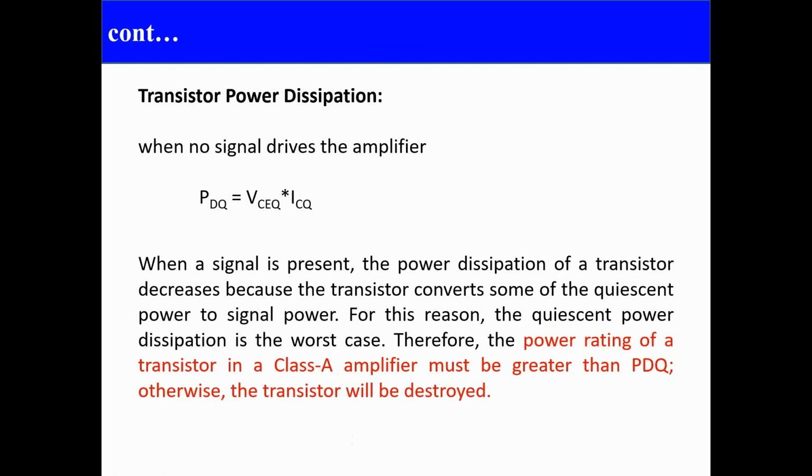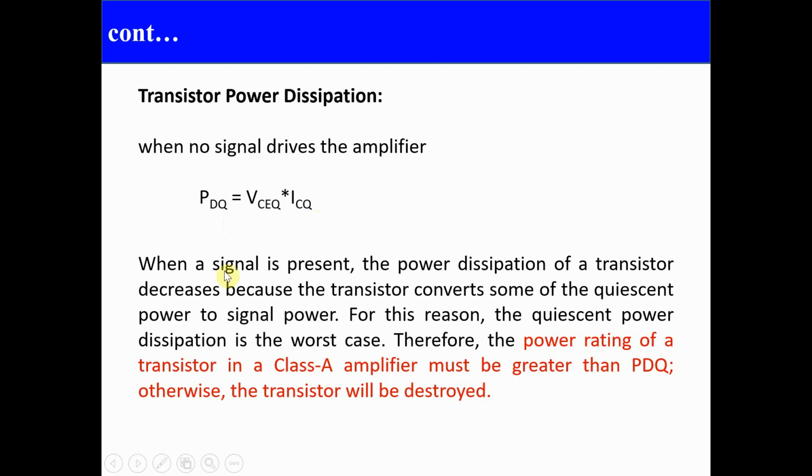Now see transistor power dissipation. When no signal is given as input, in the absence of an input signal, the power dissipated by the device is given by PDQ is equal to VCQ into ICQ. You know what VCQ and ICQ are. The Q point gives you an idea about VCQ and ICQ, and reverse also, VCQ and ICQ will give you an idea of the Q point. In the absence of an AC input signal, the maximum power dissipated by the device, the transistor, is given by this.